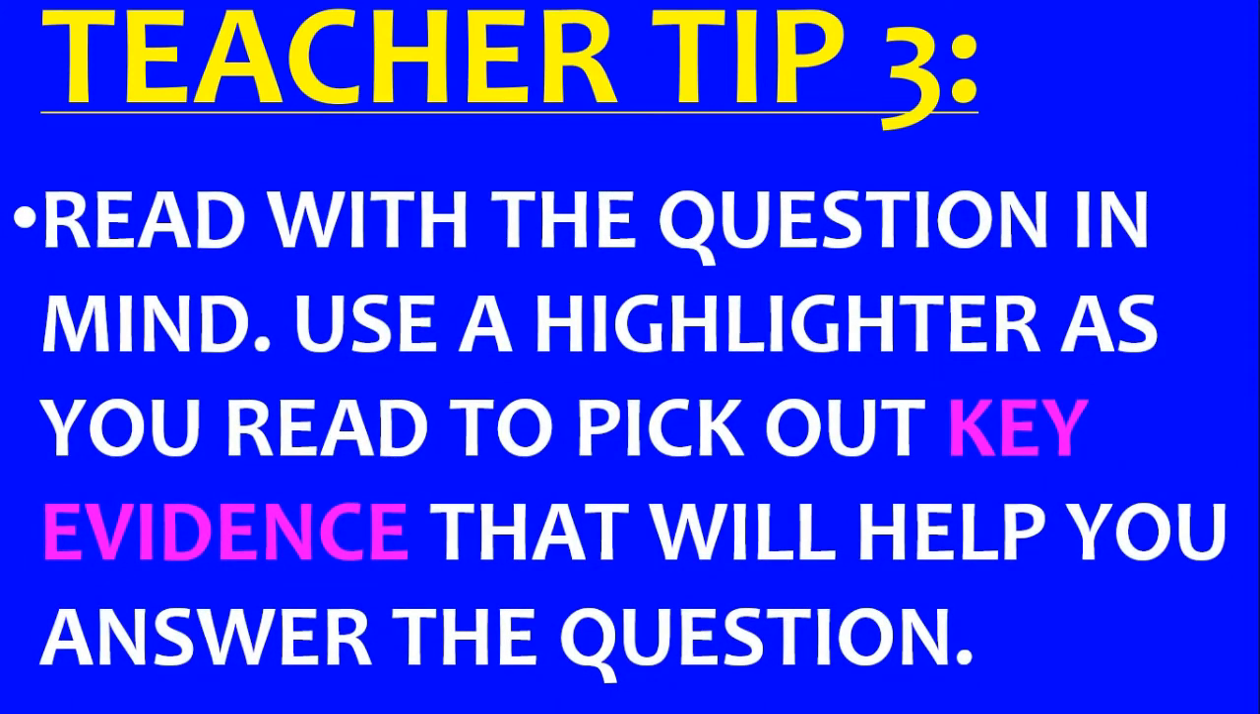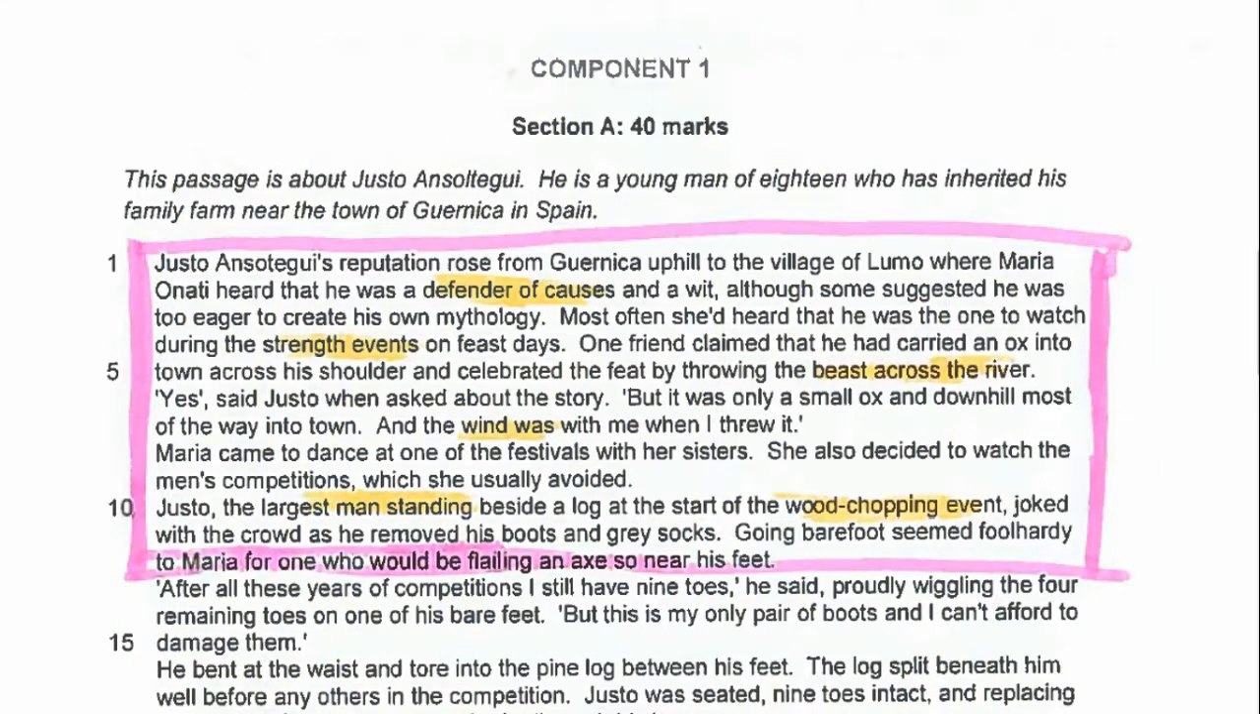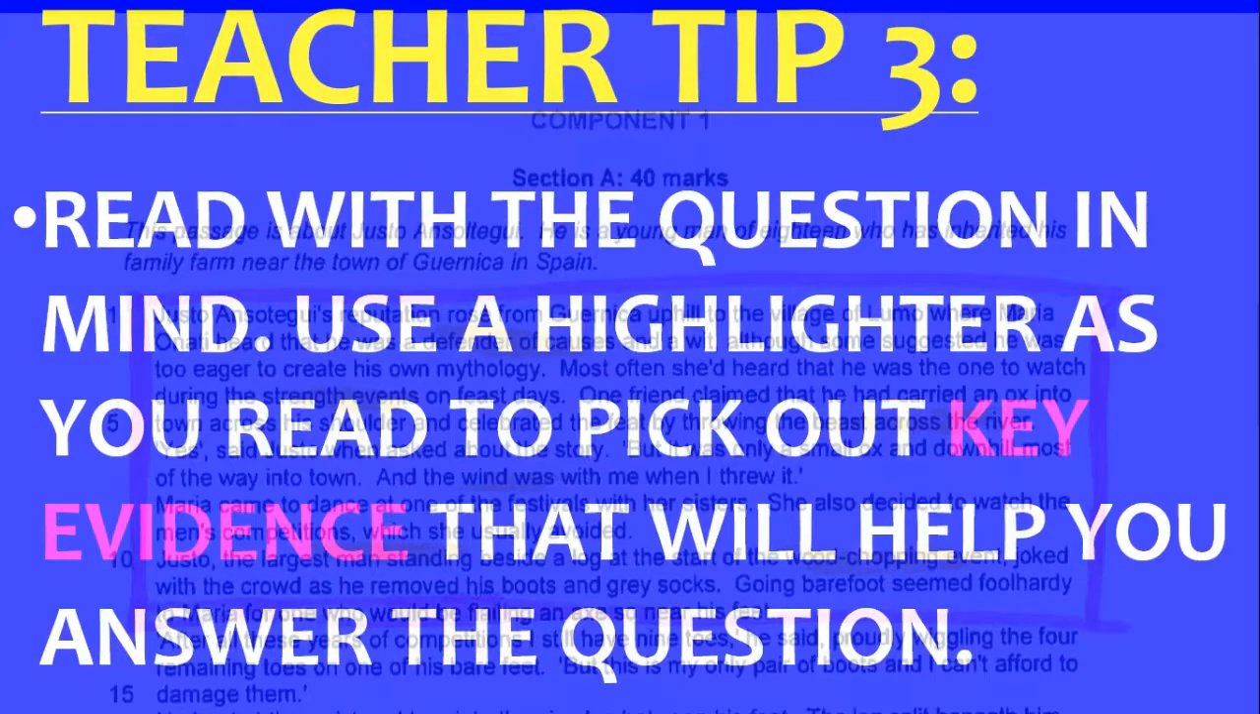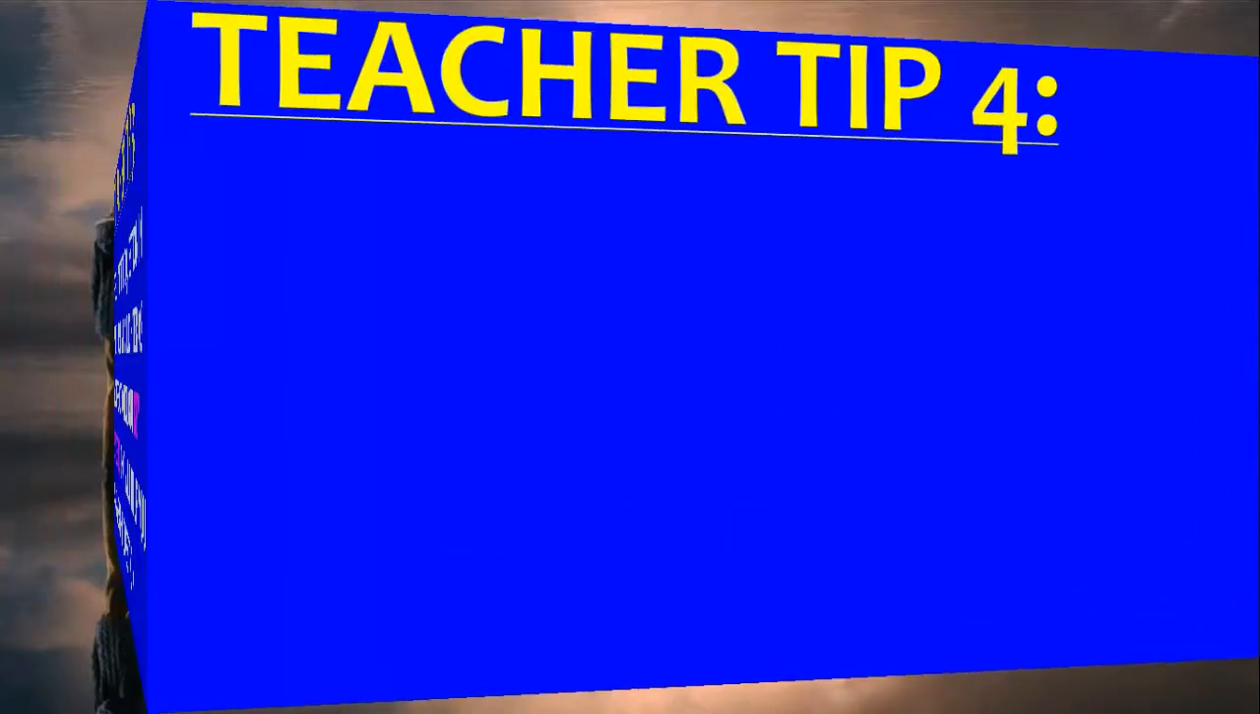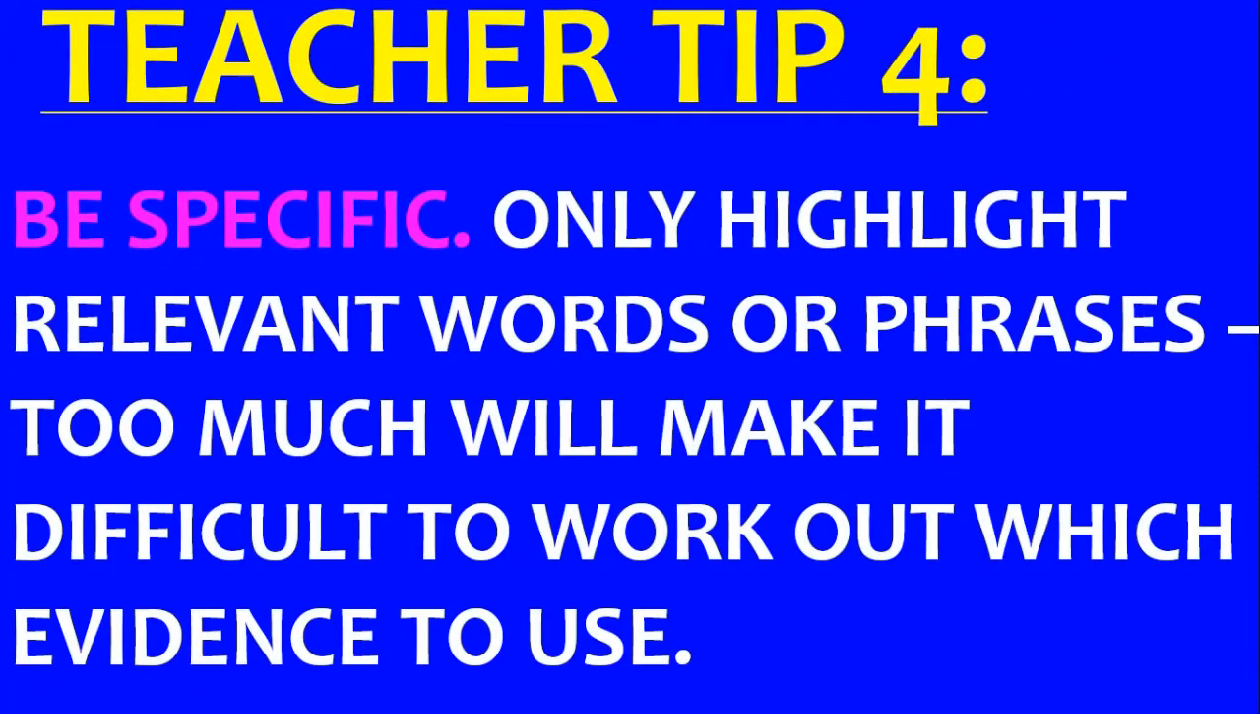Use a highlighter as you read to pick out key evidence that will help you answer the question. So what I mean by this is, if you can see the yellow highlighter here. The question was, tell me things about this character. So I've just highlighted 5 or 6 things that I think are important and going to help me in this question.